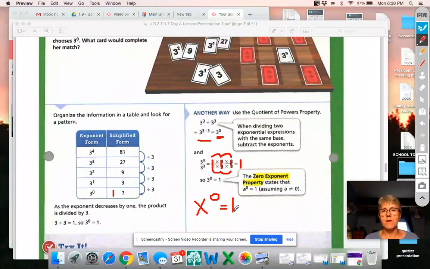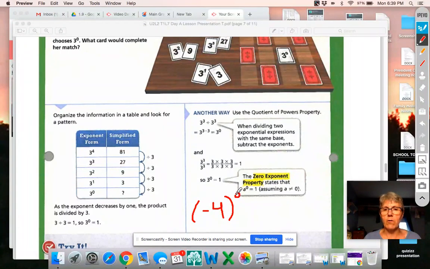equals 1. And there's a little bit of a glitch that we need to talk about here. When we do exponents, if we have negative 4 with parentheses around the whole thing, and raise that to the 0 power, that equals 1, because the whole number, negative 4, is raised to the 0 power.